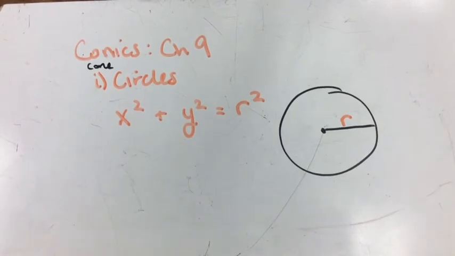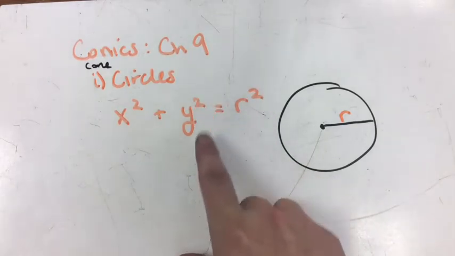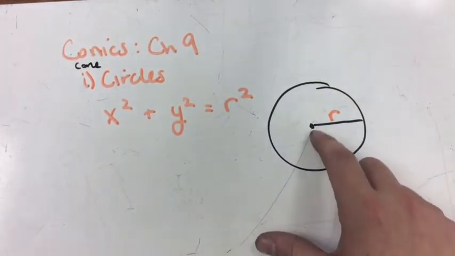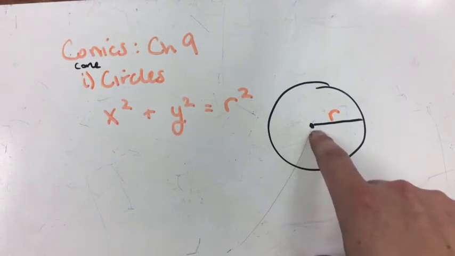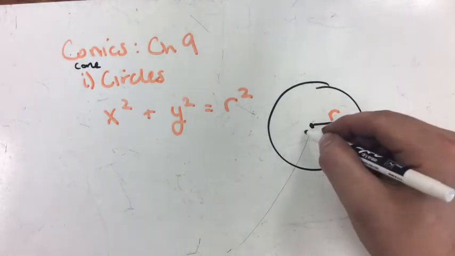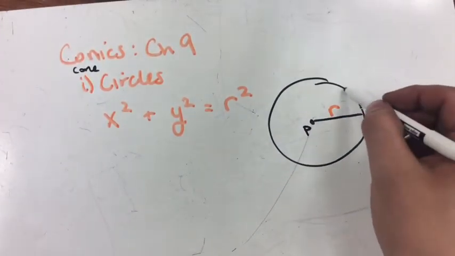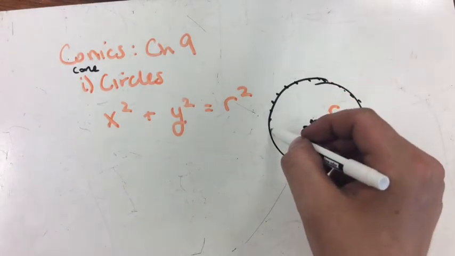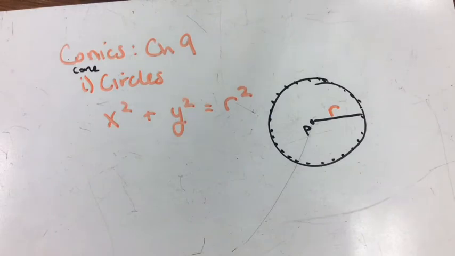The equation for a circle is x squared plus y squared equals r squared, where r is the radius of the circle. If you don't remember what a circle is, the official definition is the locus of all points which are equidistant from a point. That's a fancy way of saying that if you have a point right here, P, and some radius, every point on this circle is the radius length away from P. Okay, and that's what a circle is.